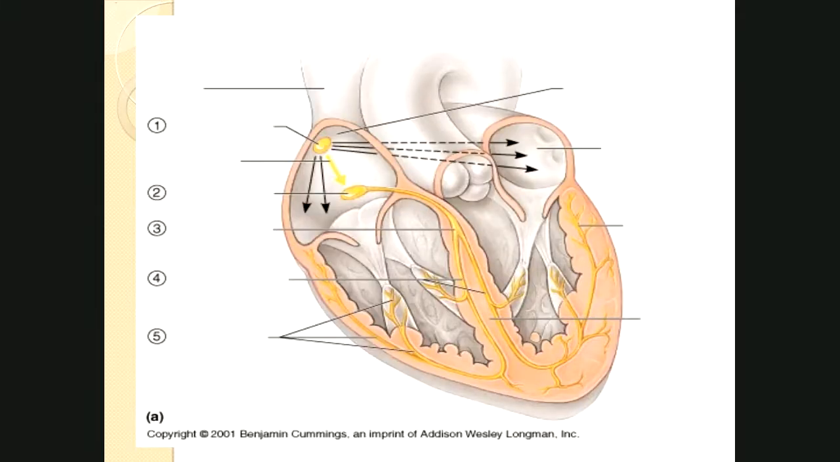So see if you can label and talk about what's happening with these things. So what is this structure? What is this structure? What is this structure? What are these structures? What is this? Where's the delay? All those things we just talked about. So what is number one? That's the SA node. And remember, the SA node is where it all starts. And the only reason it starts here is because this is the fastest. That's the only reason. And then number two, over the surface of the atria.